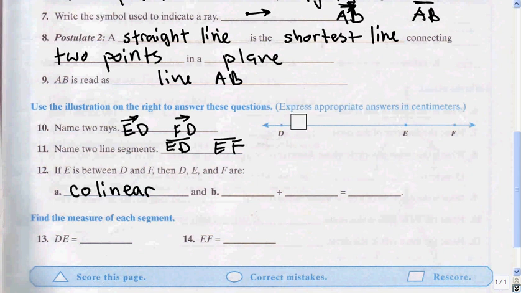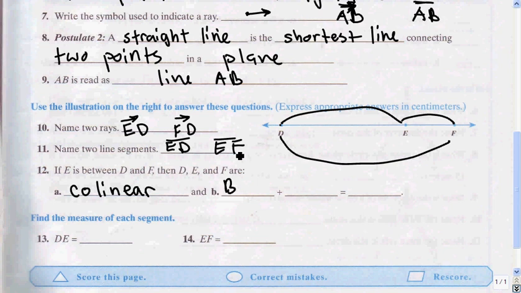Like you're friends with people that go to the same school because you have that in common, or that live in your same neighborhood, or maybe that go to your same church, so you have something in common. Well, D, E, and F are collinear points because they have the same line in common. And here what they want us to write is that DE plus EF equals DF.